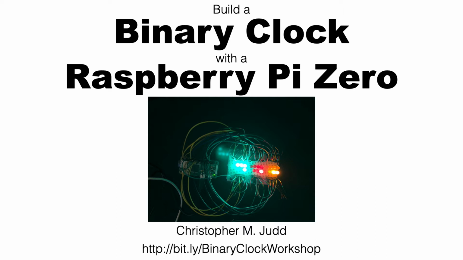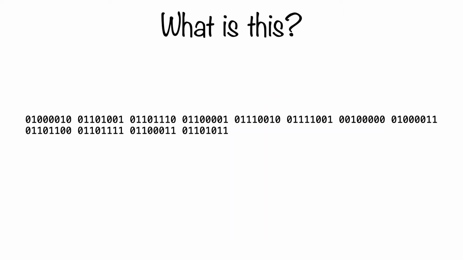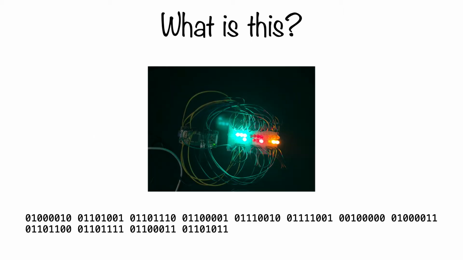In this workshop, I'm going to show you how you can turn a Raspberry Pi Zero W into a binary clock. Let's start with a simple question. What is this? The ones and zeros we call binary. Binary is the fundamental way that computers store and deal with information. They can be combined together to produce words. This is an example of two words. Can you tell what it is? In this case, it spells binary clock.